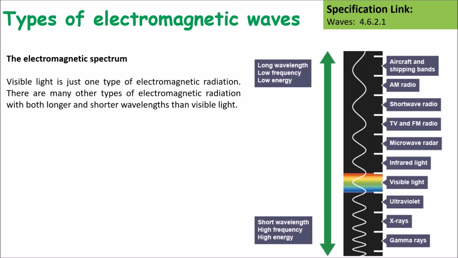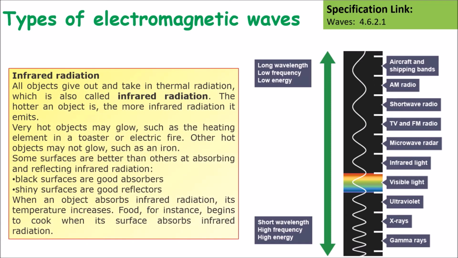So visible light is one type of electromagnetic radiation. There are many others. So infrared: all objects give out and take in thermal radiation, which is also called infrared radiation. So the hotter an object is, the more infrared radiation it emits.